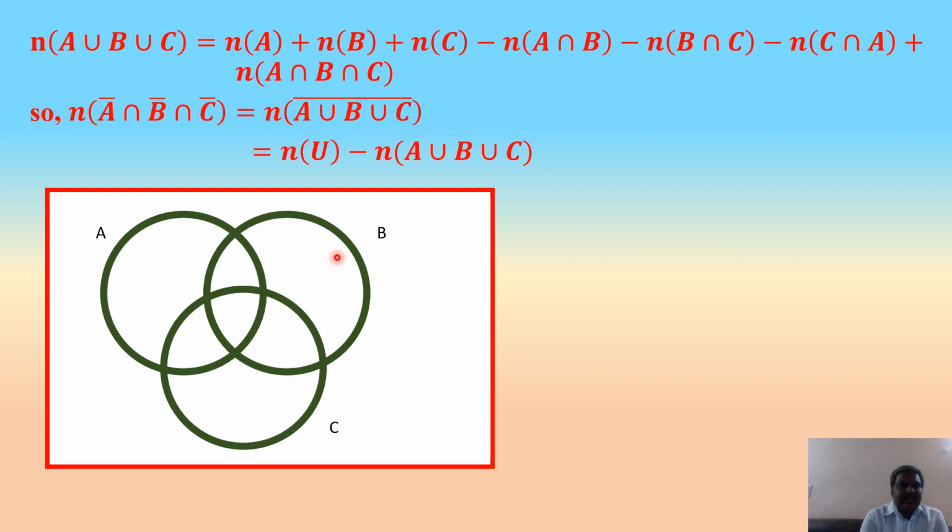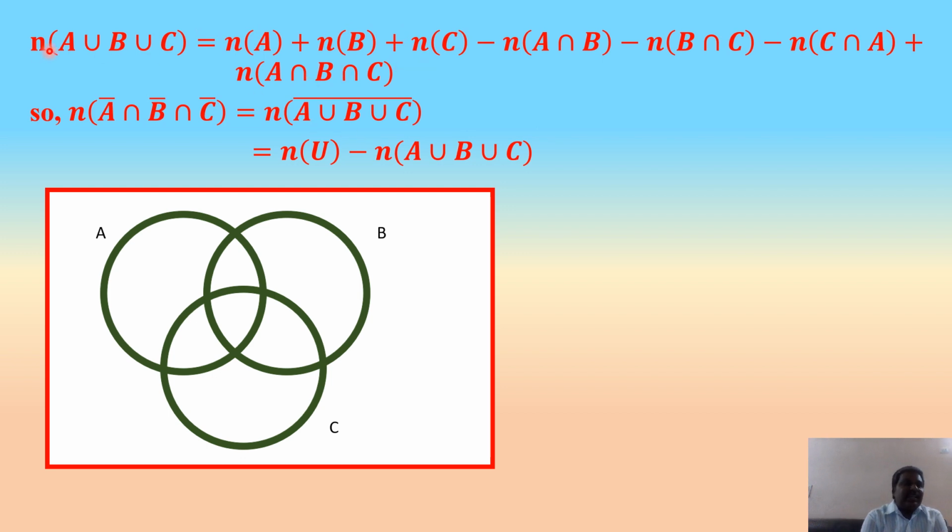We are subtracting A intersection B intersection C 2 times. That is why you have to include one more time. That is why I am writing plus A intersection B intersection C. That is why we get A union B union C as A union B union C minus A intersection B minus B intersection C minus C intersection A plus A intersection B intersection C.